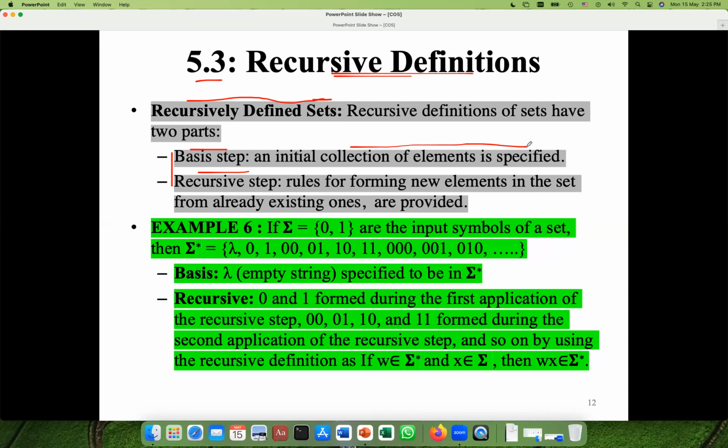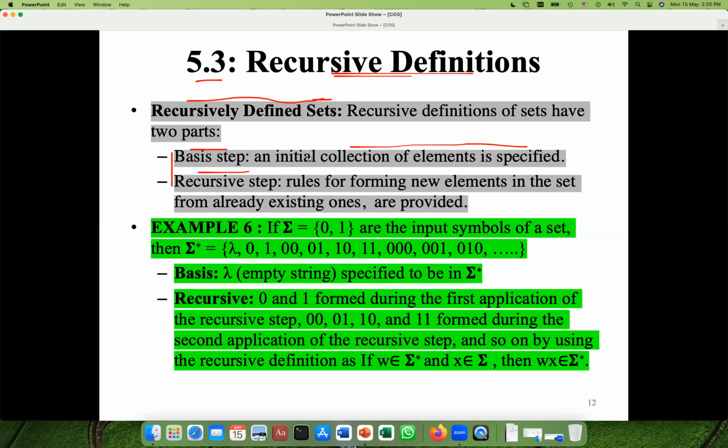Null string, or empty string, is always a member of any set. This is according to the definition. If you have a set with numbers, then you can say null is always part of that set. Or if that set is made of alphabets or characters, and strings are made using those alphabets, then the null, the empty string, is always part of that whole set.